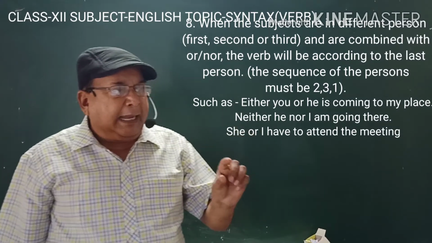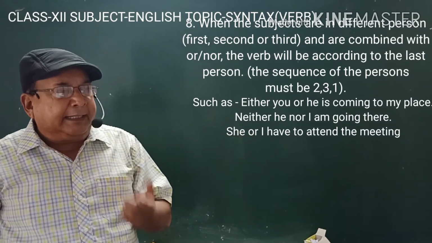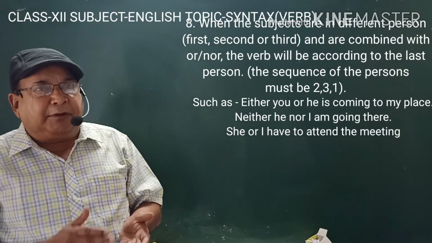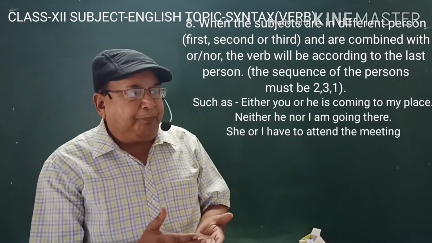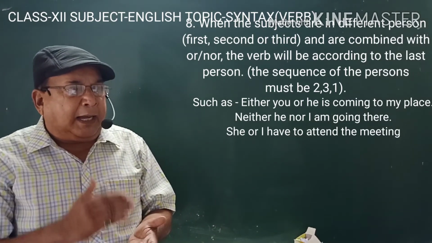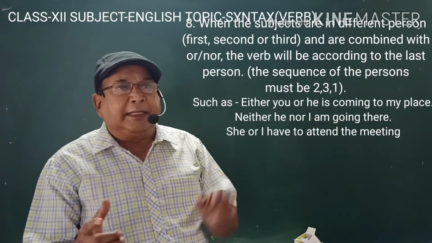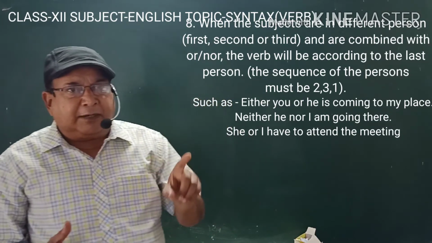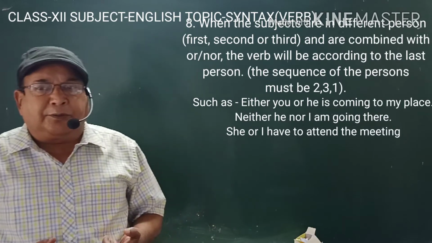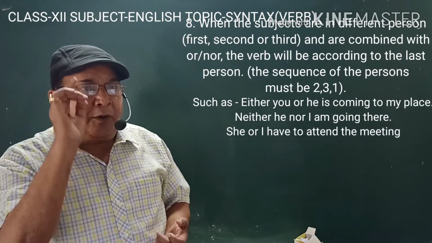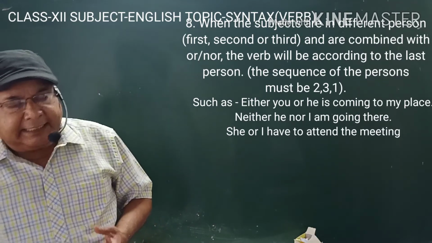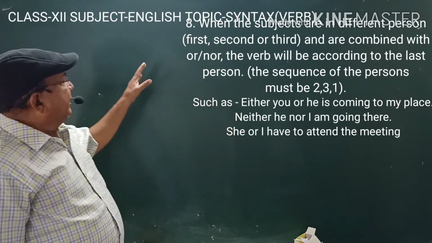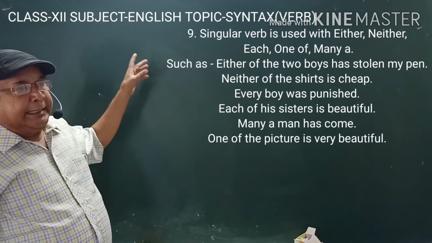She or I have to attend the meeting. In this case, the second personal pronoun is missing. Therefore, their sequence will be 3 and 1. So, she or I have to attend the meeting. The first person pronoun has been written in the last and the verb have has been used according to the first person pronoun I. Clear? Now, I switch over to the next point.